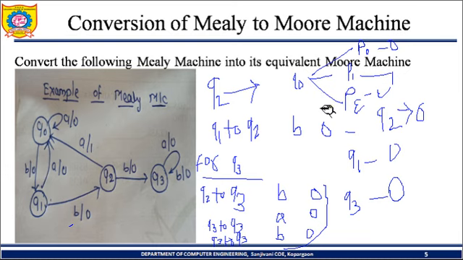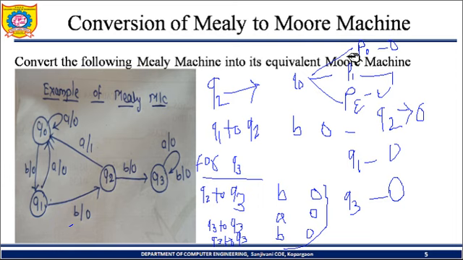So in total we have divided the 4 states into 6 states, where the outputs are: P0 with 0 output, P1 with 1 output, P epsilon with epsilon output, Q1 with 0 output, Q2 with 0 output, and Q3 with 0 output.